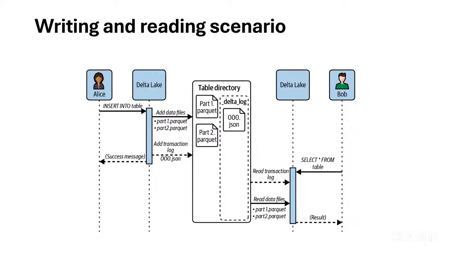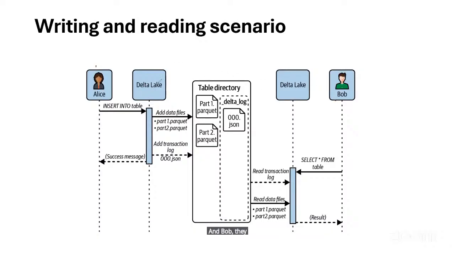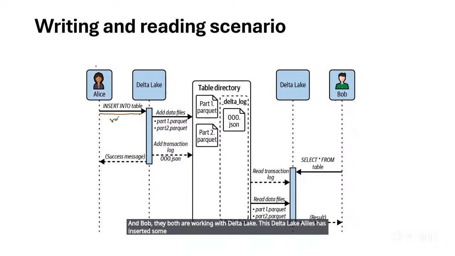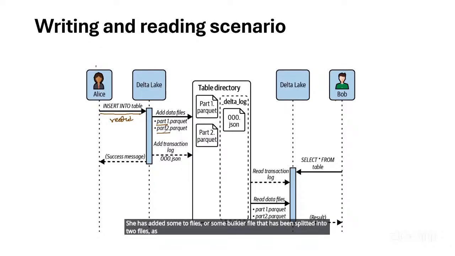Now, let us talk about the writing and reading scenario. There are two characters on my screen, Alice and Bob. They both are working with Delta Lake. In this Delta Lake, Alice has inserted some records into the table. And her records have been added to files also, like part 1, part 2. She has added 2 files, or some bulkier file that has been split into 2 files as part 1 Parquet file, part 2 Parquet file.